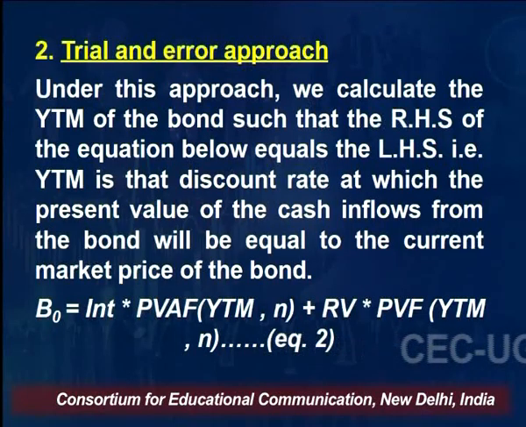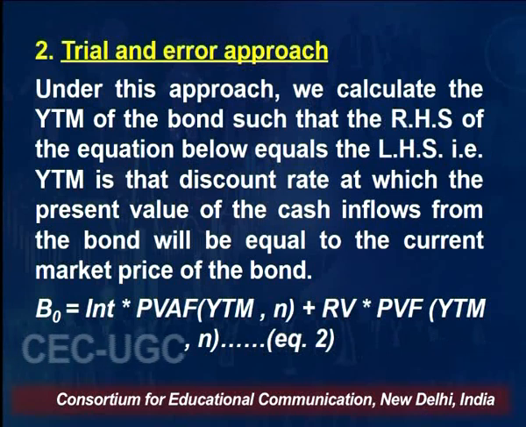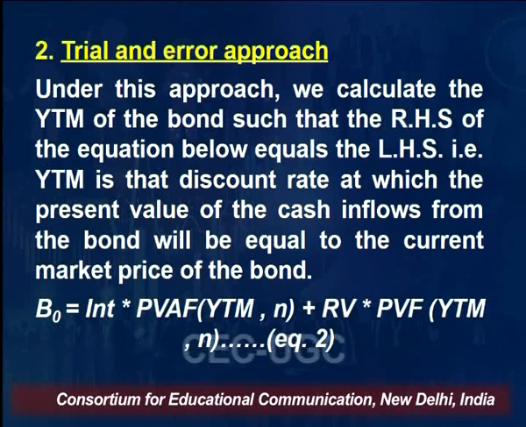Plus, at the end of the 10th year, the investor will be getting the redemption value. So the redemption value is multiplied by the present value factor. Here we are not using the annuity factor because this is a single inflow which we will be getting. That's why we are using the present value factor at the YTM rate for n, meaning the 10th year. So at what rate will the left hand side, that is the current price, equate with the right hand side, that is the YTM?